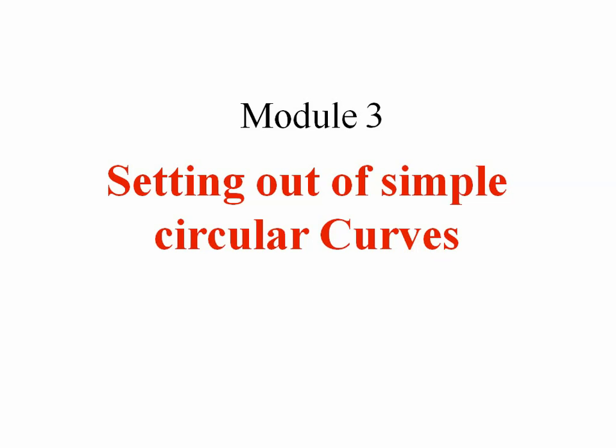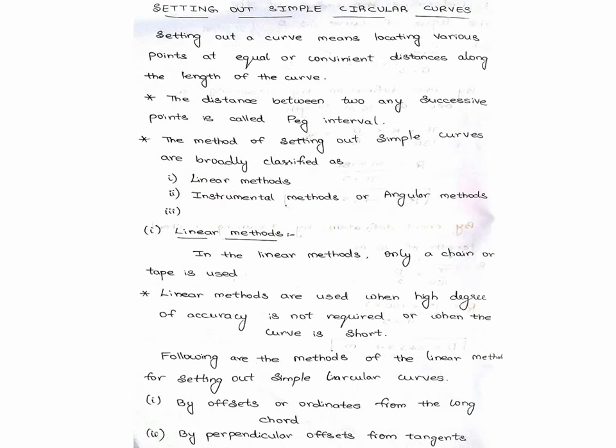In this video session we will discuss the setting out of simple circular curves. In module 3 the next topic is setting out of simple curves. In the last video session we discussed the relation between degree of curve and radius of curve, and also the derivations to find the elements of curves and the problems on that. Next we'll go through the setting out of simple circular curves.